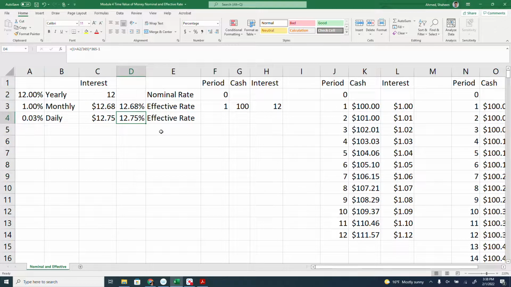Now there is another confusing term called annual percentage rate, which is different from the nominal rate. A lot of textbooks use the terms interchangeably. We'll explain that too in the next video: the difference between annual percentage rate and nominal rate. Sometimes they could be the same, but it's not really the same.